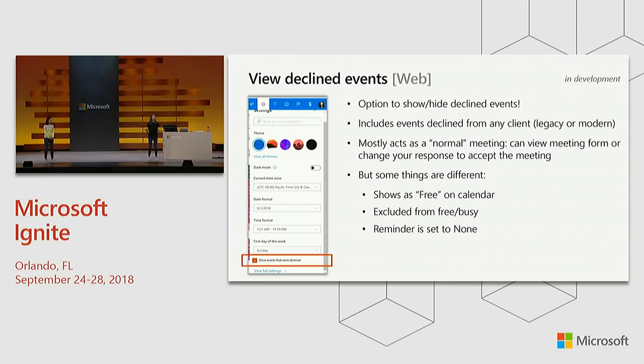These are full meeting invites, so you can decline a series and then change your response and accept the series. You can decline the series but accept an instance. All the flavors, it's just like another meeting in your mailbox, and you'll be able to see that in web. They will show as free. You won't get a reminder for them, and we will be excluding declined events from your free busy calls. So this is coming soon as well, so you'll be able to accept those meetings that you used to have to go to your deleted items to find again.